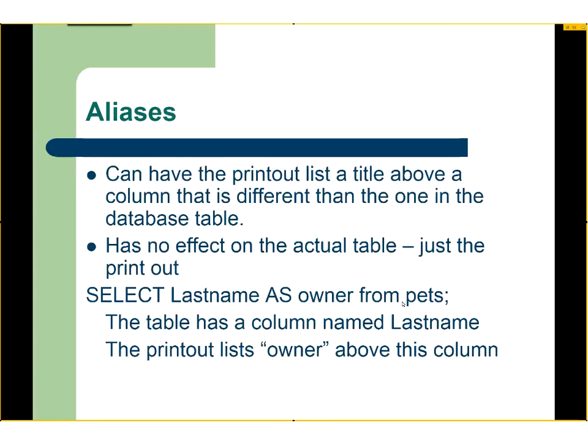Aliases. Aliases have nothing to do with changing the actual table. It just changes the title that comes above the column. You may want to change that. So the actual column name in the database is last name, and if you say select last name from pets, it would show that column title as last name. If you say select last name as owner, then the table has the column name last name, but the printout actually lists owner above that column, just for printout's sake.